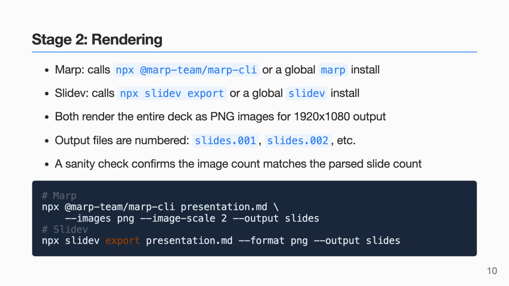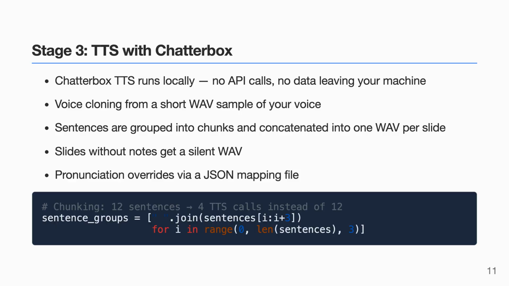If the parser found 12 slides but the renderer only produced 11 images, we bail out. Better to stop here than produce a video where slide 7's audio plays over slide 8's image. This is the slow part.